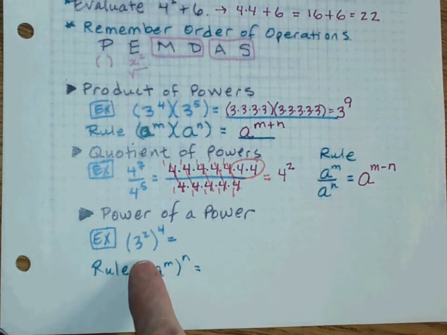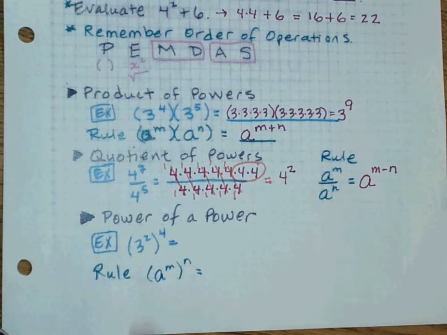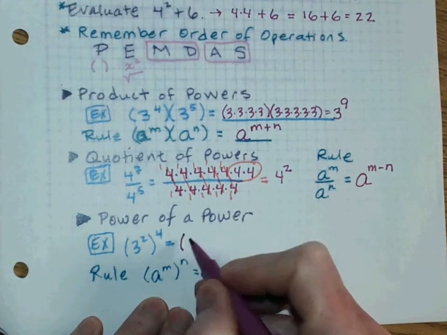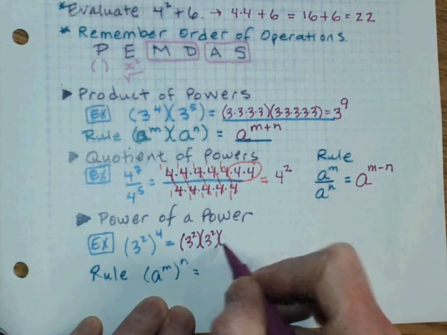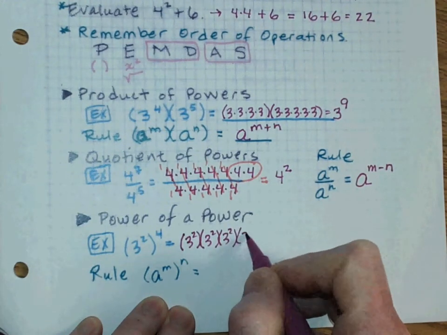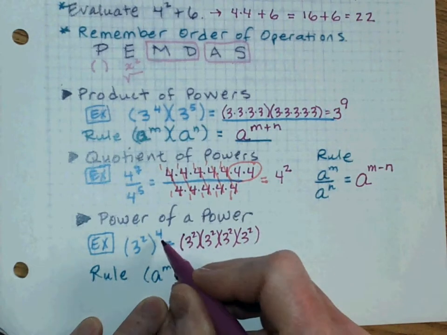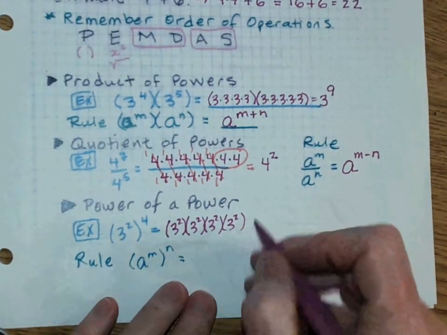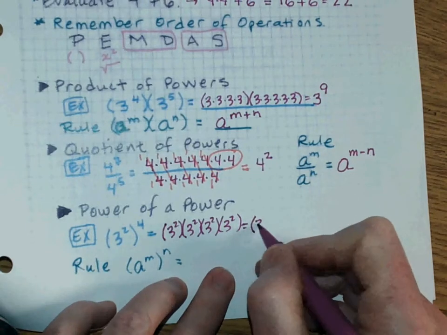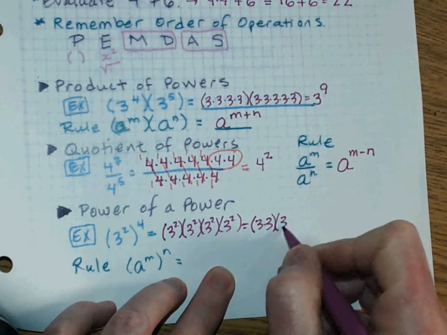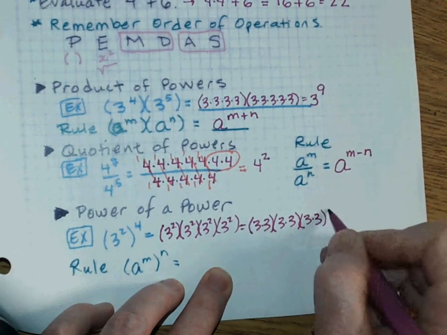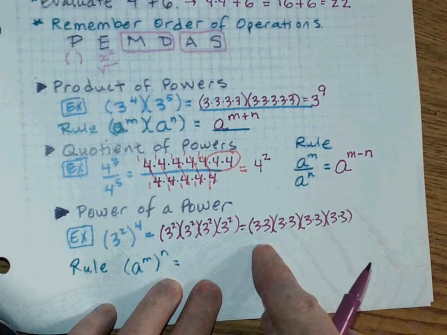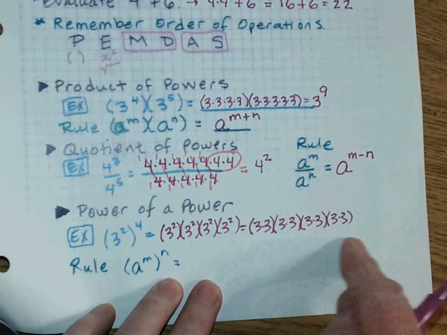So let's think about this example: 3 squared raised to the 4th power. Well, we know that 3 squared to the 4th power would be 3 squared times itself 4 times. That's what this exponent of 4 tells us. Now, we know that 3 squared is equal to 3 times 3. And so what we have when we have 3 squared to the 4th power is 3 times 3 times itself 4 times.